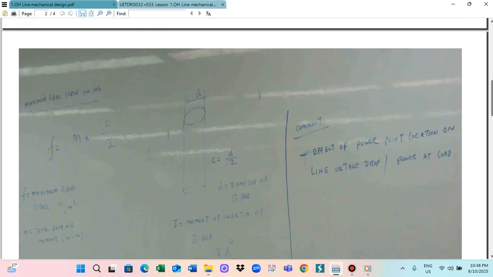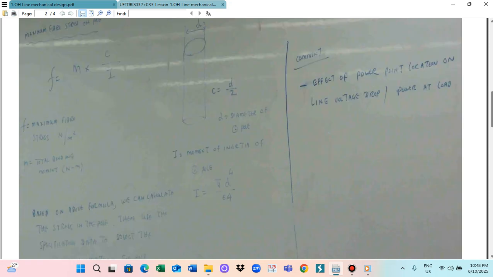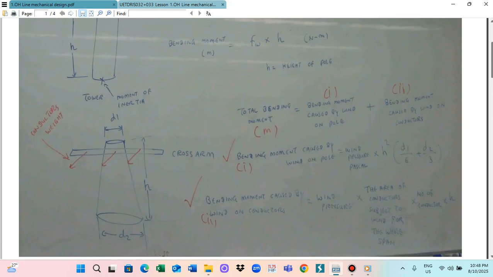Okay, so we also calculate the bending moment caused by wind on the pole. For this we can use this equation: wind pressure in Pascal multiply H square and D1 by 6 plus D2 by 3. So this is D1 and D2 here, diameter 1 is D1, this is D2. So this is the bending moment caused by wind on the pole. We can calculate it by this formula.